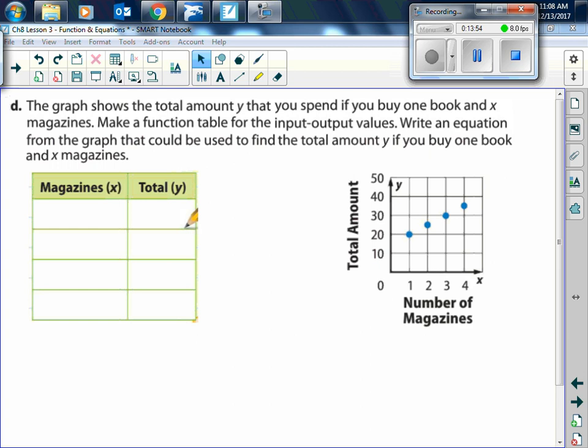All right, example D says the graph shows the amount y that you spend if you buy 1 book and x magazines. We want to make a function table for the input-output values. Write an equation from the graph that could be used to find the total amount if you buy 1 book and x magazines. Okay? So this one is working backwards again. This one you have to show your work using inverse operation.